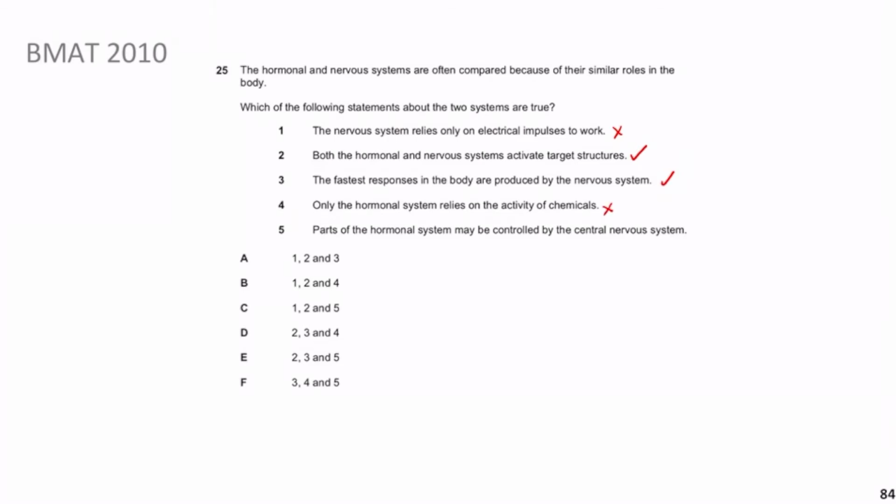And again, guys, this is also a key technique: since all of the options have 3 options, that means 5 has to be true, but we'll go through it anyway. Parts of the hormonal system may be controlled by the central nervous system. Yeah, so for example, the hypothalamus is essentially part of the brain, part of the central nervous system, and you can class that as like the heart of hormonal physiology. So it's quite clear that the answer is going to be 2, 3, and 5, which then maps onto E.